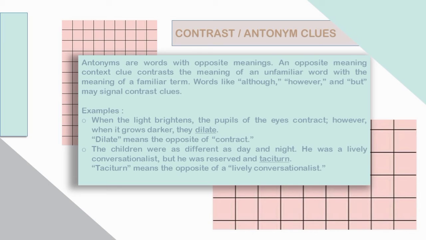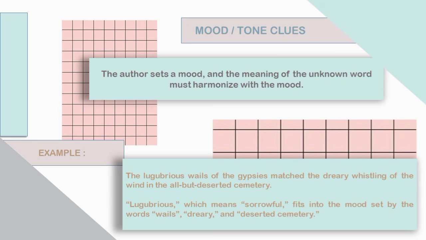The children were as different as day and night. He was a lively conversationalist, but he was reserved and taciturn. Taciturn means the opposite of a lively conversationalist. Next, mood or tone clues. The author sets a mood, and the meaning of the unknown word must harmonize with the mood. Example: the lugubrious wails of the gypsies match the dreary whistling of the wind in the old but deserted cemetery. Lugubrious, which means sorrowful, fits into the mood set by the words wails, dreary, and deserted cemetery.